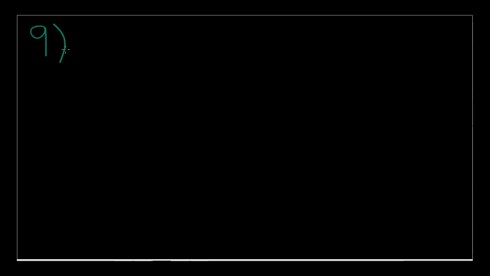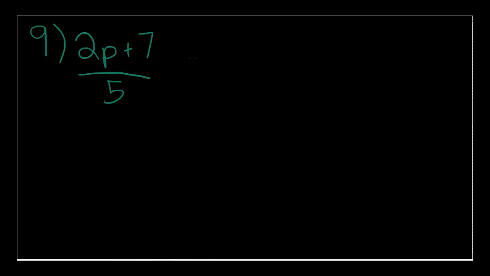So number 9 now: if p is an integer and 3 is the remainder when 2p plus 7 is divided by 5, then p could be what? So the expression is 2p plus 7 divided by 5. Now, the easiest way to do this is to use your answer choices and plug them in really quickly, because they're small numbers anyway.